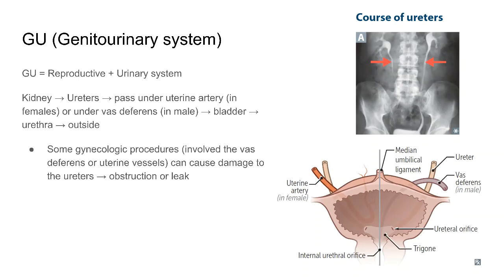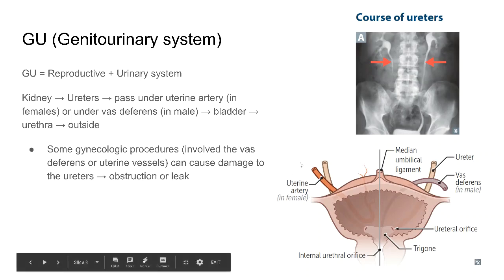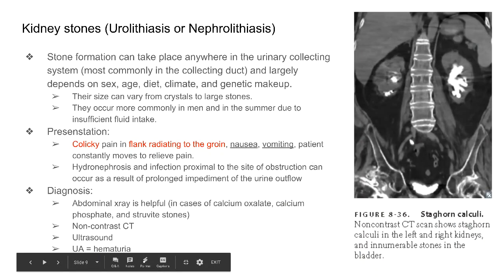So on the test, if someone is having some sort of procedure, and all of a sudden they cannot pee, they cannot make any urine, then you should think, oh, they might have either cut the ureters or damaged them. So that's why you have either obstruction or a leakage within the urinary system. Okay, so now we talk about kidney stones.